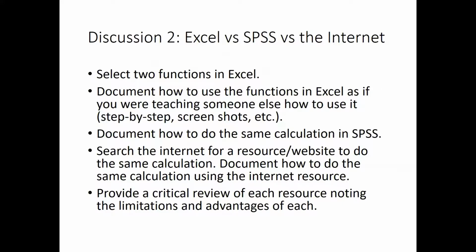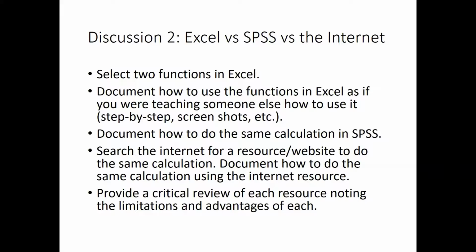So find 2 functions that we've either used or not used, but not sum, not average. Those are off limits. This is a graduate level class. You've got to challenge yourself a little bit. But do step-by-step screenshots and teach me, or really your classmates, because this is a discussion, teach us how to do it in SPSS and in Excel.